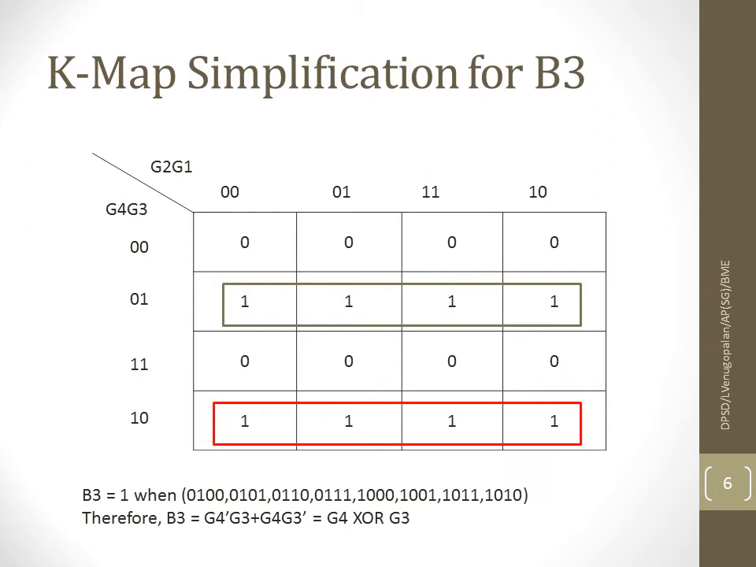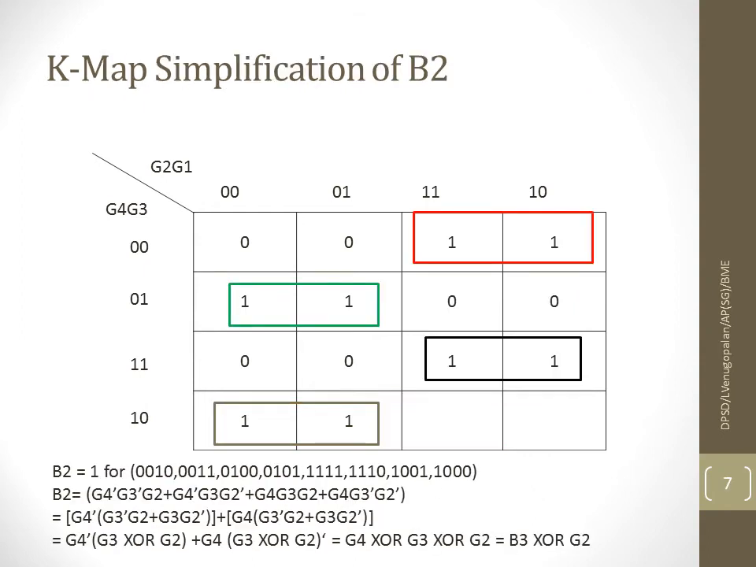Now, for my combination, I can see that row number 2 and row number 4 are ones, which is very simple, very pleasing to the eyes. It's very easy to simplify. And this K map simplifies to exclusive OR of G4 and G3. So therefore my B3 becomes G4 exclusive OR with G3. Now here for B2, life is slightly complicated.